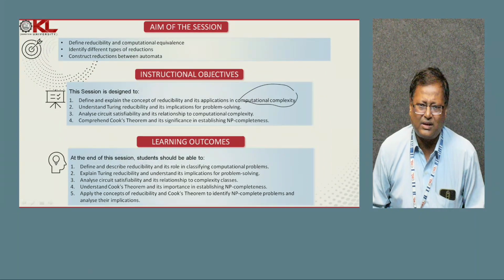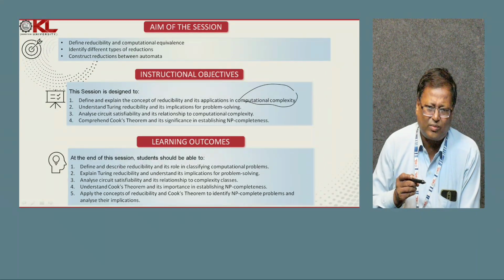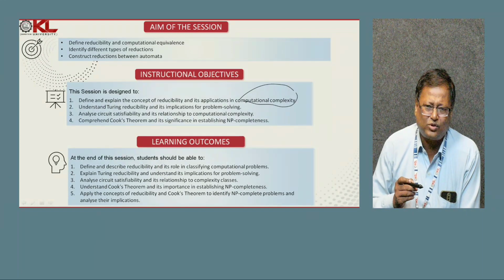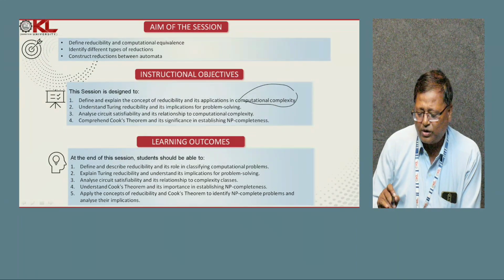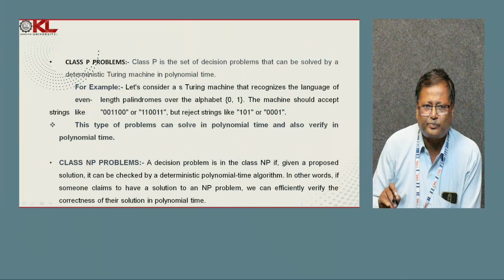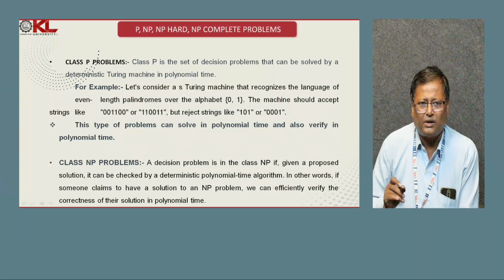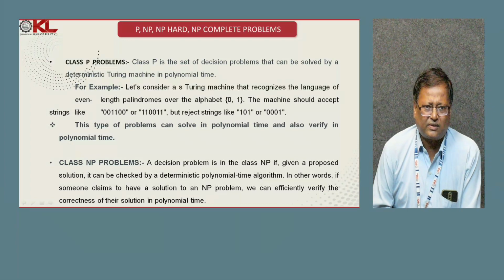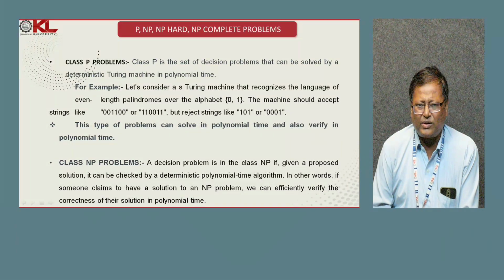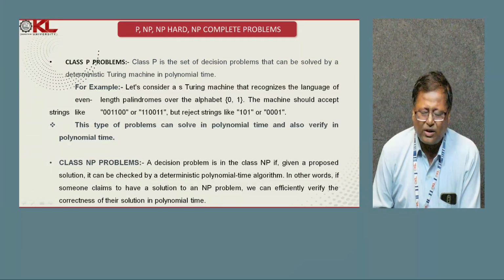Next, before going to Cook's theorem or the satisfiability problem, first we need to know what computational complexity is: the P class problems, NP class problems, NP hard and also NP complete problems. What are the P class and NP class? P class means that problems are solved in polynomial time.